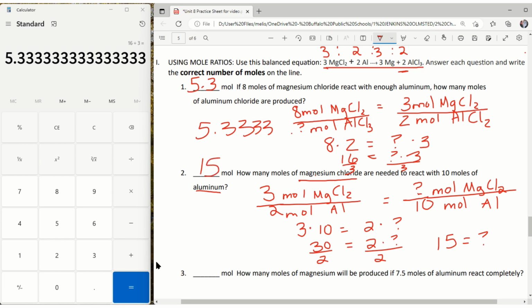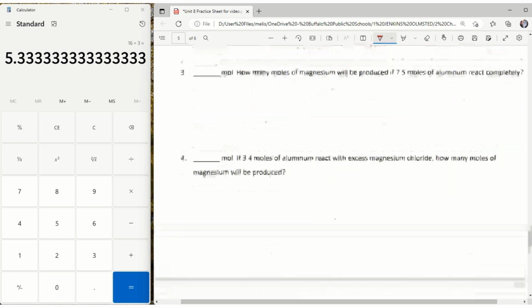Let's just make sure it makes sense, okay? If I have 3 moles, I get 2 moles. So the number on top is bigger. So if I have 10 on the bottom, I should have a bigger number, right? It's 15. It's logical, okay? All right, so let's see. We have 2 more.